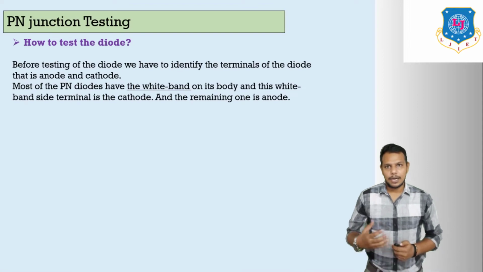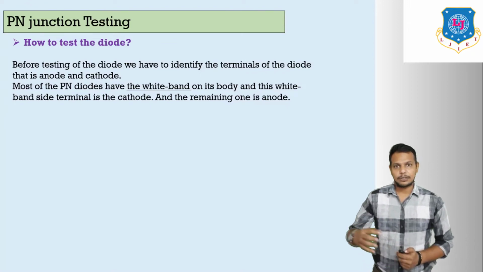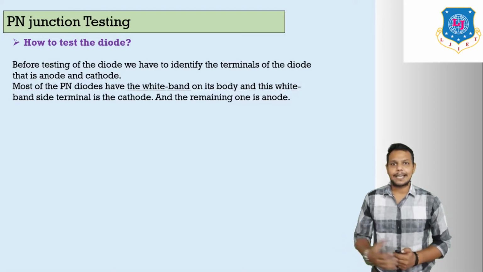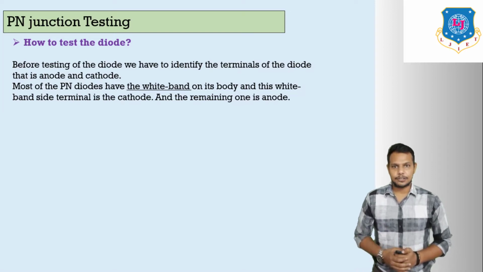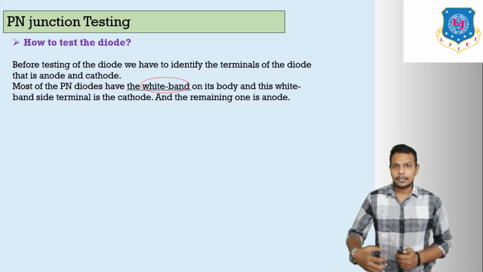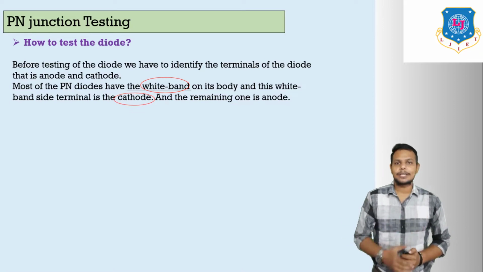Here, first of all, we have to identify the terminals of the PN junction diode, which one is anode and which one is cathode. For that, most PN junction diodes have a white band on the body. This white band side terminal is known as the cathode, and the opposite side is known as the anode. Current always flows from anode to cathode.